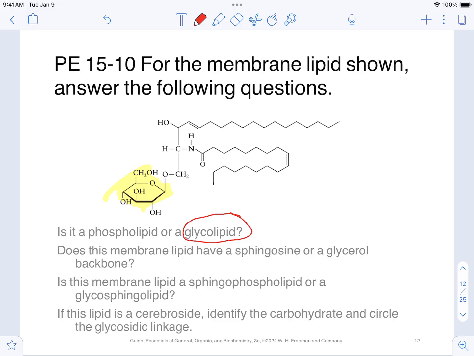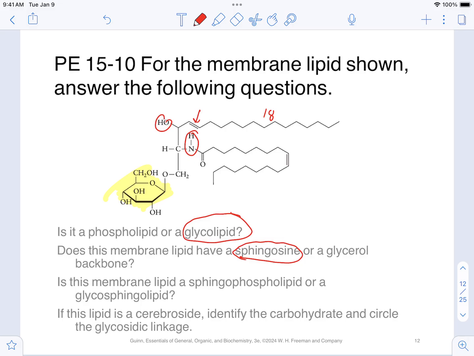Does this membrane lipid have a sphingosine or a glycerol backbone? If it is a sphingosine, we're going to see that 18 carbon chain. We're going to see an alkene, a hydroxyl, and then an amine group. So alkene, hydroxyl, amine group, 18 carbon chain. So this is a sphingosine. I do not see any glycerol backbone there.